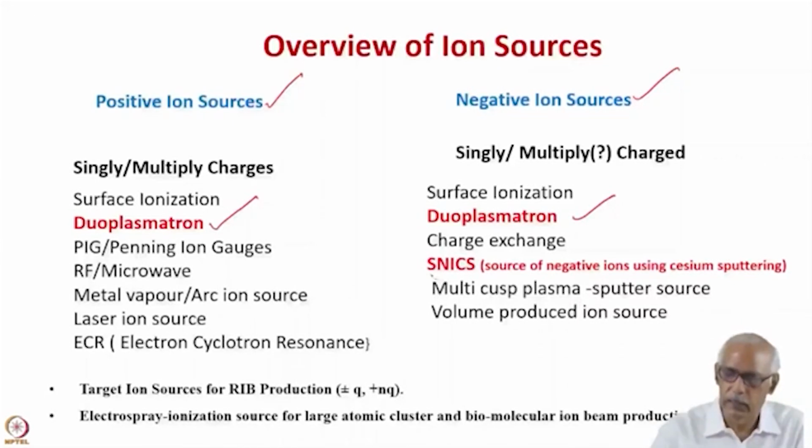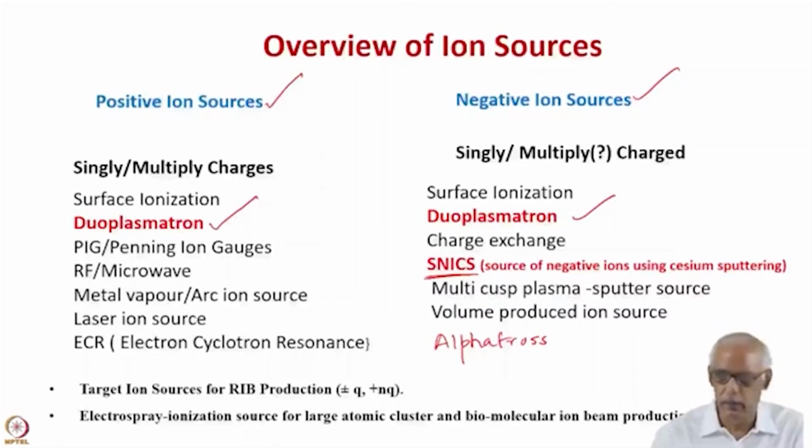And then there is another very important ion source which is called the SNICS ion source, which is a must for any pelletron accelerator, and it is a source of negative ions using cesium sputtering. And then there is another ion source which is called alphatross, which is again a source of negative ions and particularly developed for pelletron accelerators. And this is also pretty famous.